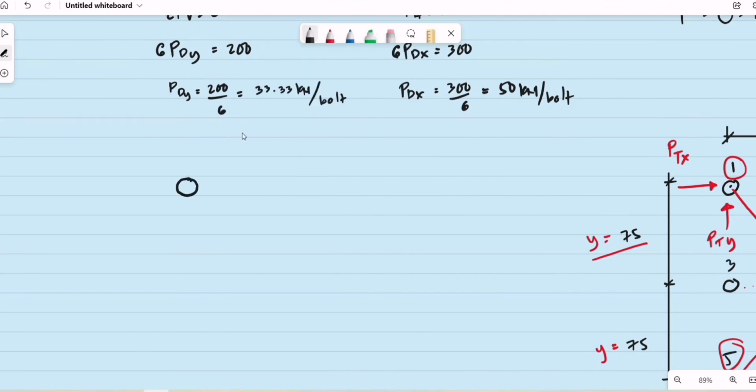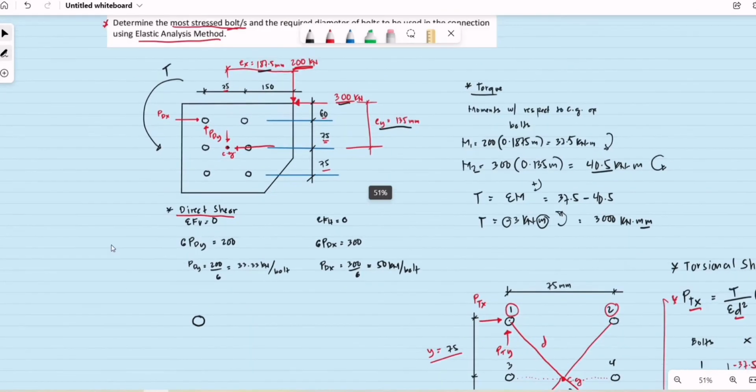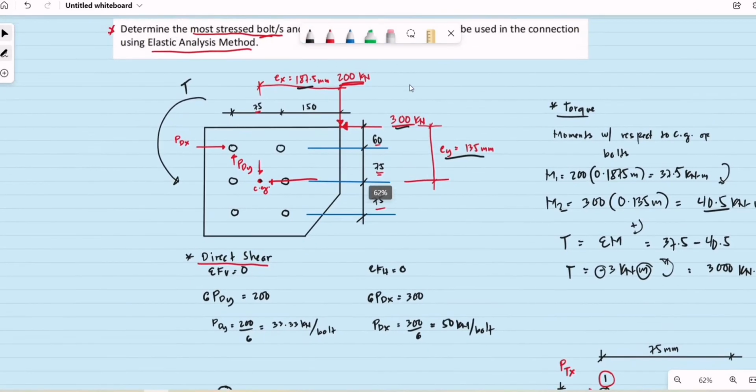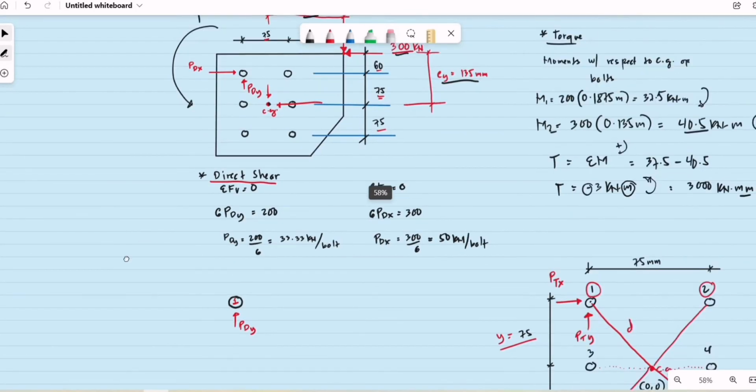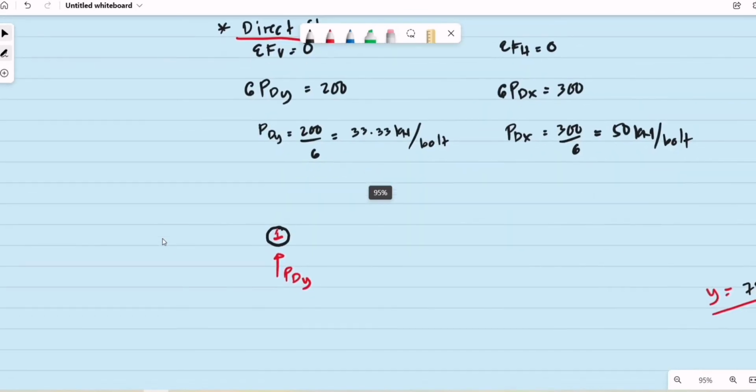So for bolt number 1, what will be the direction of the reactions or the direct shear? Since our loading is downward, obviously our direct shear reaction will be upward. This is the direct shear for our critical bolt number 1, P sub dy, upward. Then for the direct shear horizontal, since our loading is horizontal, 300 kilonewtons, obviously the reaction of the bolt will be to the right. Let's say this is our P sub dx.